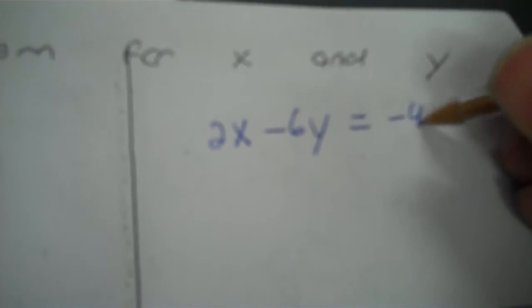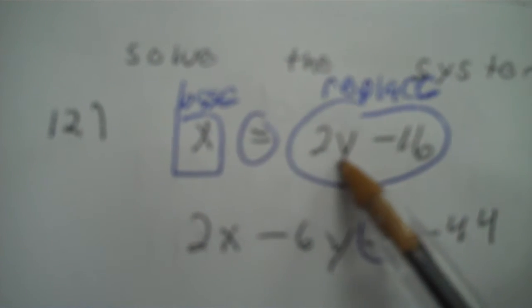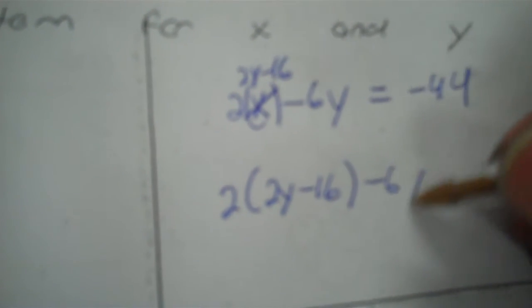-6y equals -44. Now since the base is x, we parenthesize the x, and over the top of it we put 2y minus 16. So then x leaves the problem for now. So 2 parentheses 2y minus 16. After the parentheses you have -6y equals -44. So we have to distribute to get rid of this parentheses. Distribute. So I distribute 2 to 2y and 2 to -16.